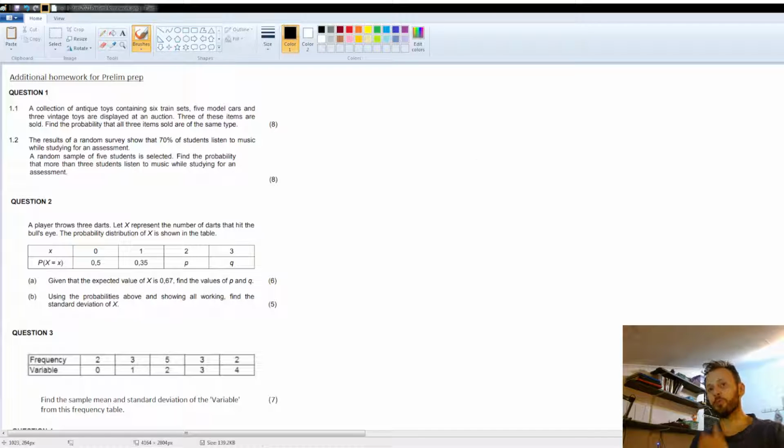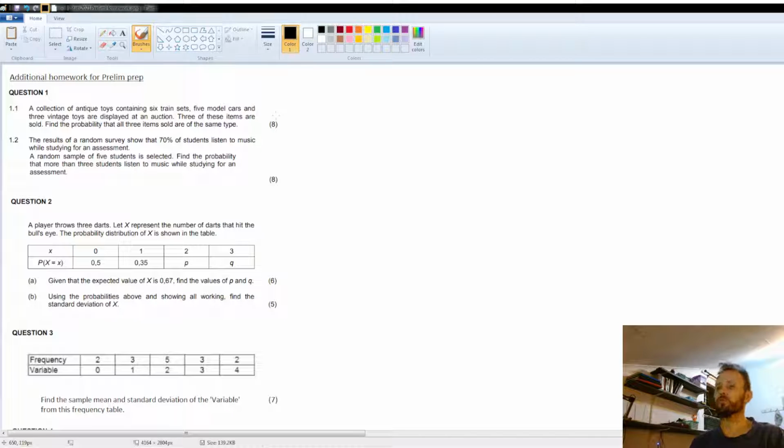Okay, question 1.1. A collection of antique toys containing 6 train sets, 5 model cars, and 3 vintage toys are displayed at an auction. 3 of these items are sold. Find the probability that all 3 items sold are of the same type. I must say, I haven't solved all of these yet myself, so I might actually have to think a little bit. But that should show you my thinking, so it might be helpful.